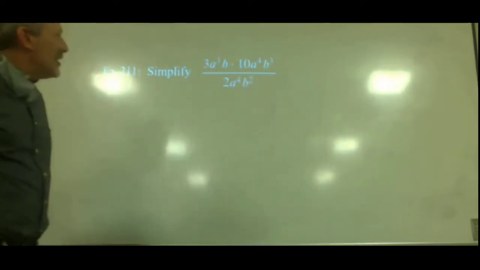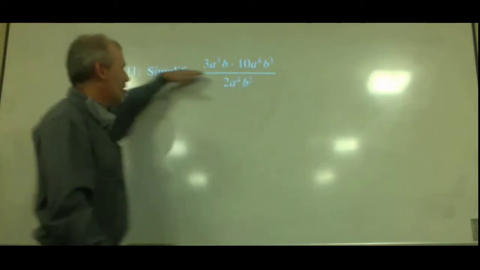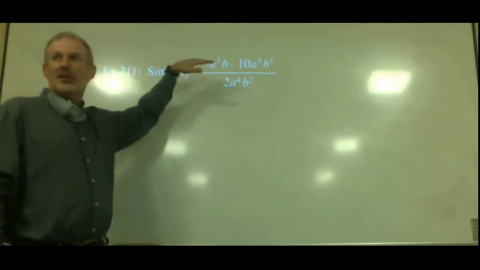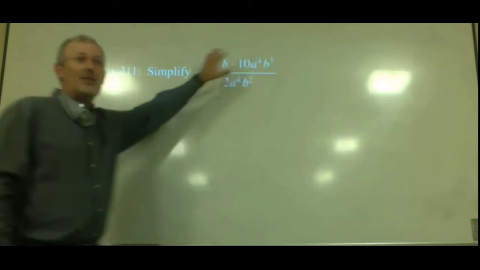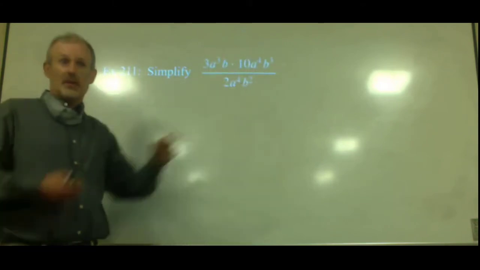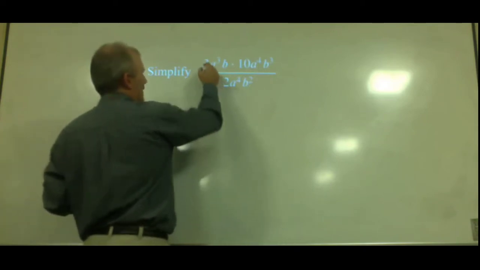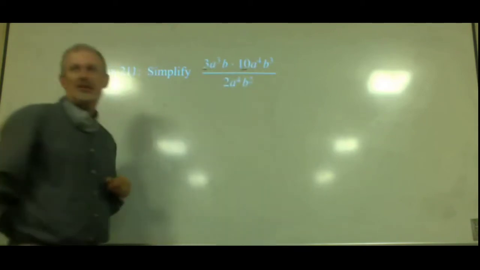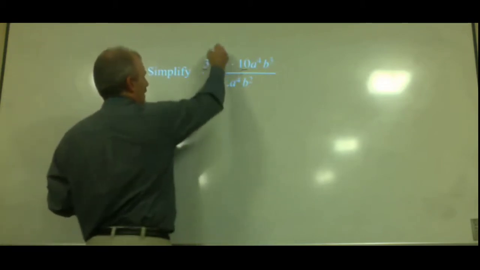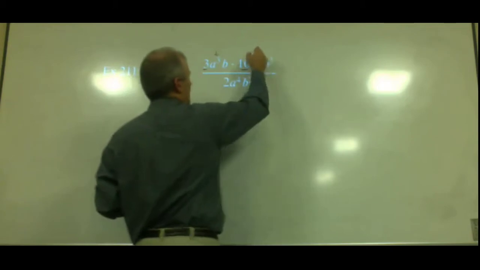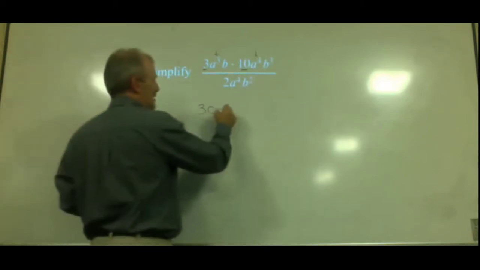So again, looking at this one, you don't see the grouping symbol, but if you remember, we talked about a division bar is actually a grouping symbol. So I would suggest the easiest way is simplify the top first and then work with the bottom. Okay. So if I do the numbers on the top, we've got 3 times 10. That gives us what? 30. We've got a cubed times a to the 4th. What does that give us? A to the 7th.